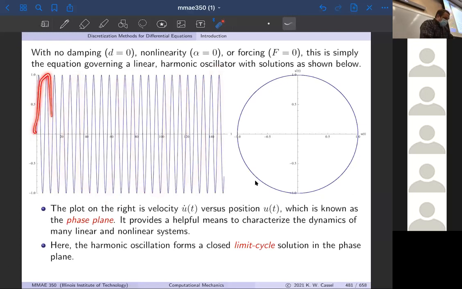So that's what it looks like if you plot u as a function of t. If you plot it as u dot versus u, you get what's called the phase plane, the phase portrait of the system. The trajectory in the phase plane tells you something about the behavior of the system. In this case, this is what's called a limit cycle. A limit cycle means it goes through the cycle and comes back on itself. It has a particular period of oscillation, and then it just keeps repeating forever, never changes. That's with no damping, no nonlinearity, and no forcing. So that's the high school physics problem.